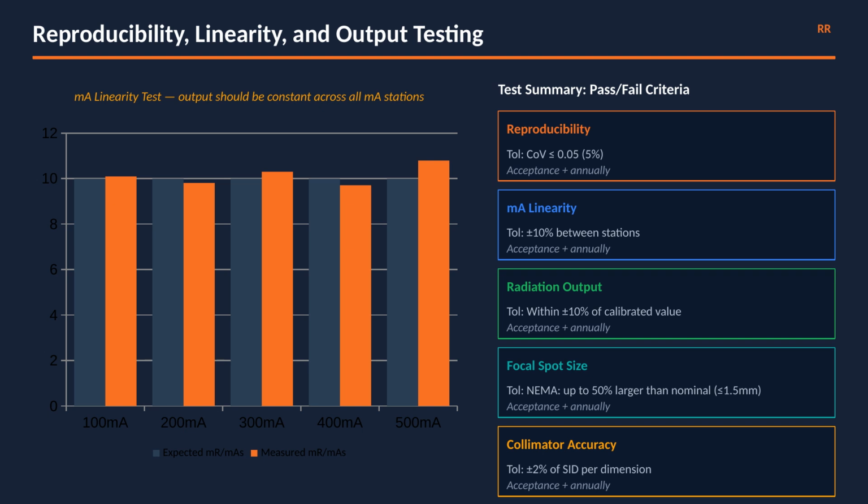Measured by star pattern test, pinhole camera, or slit camera. Per NEMA standards, focal spots up to 1.5 mm can be up to 50% larger than nominal, above 1.5 mm can be up to 40% larger. Collimator accuracy: field size at indicated SID within plus or minus 2% of SID. All 5 tested at acceptance testing and annual.